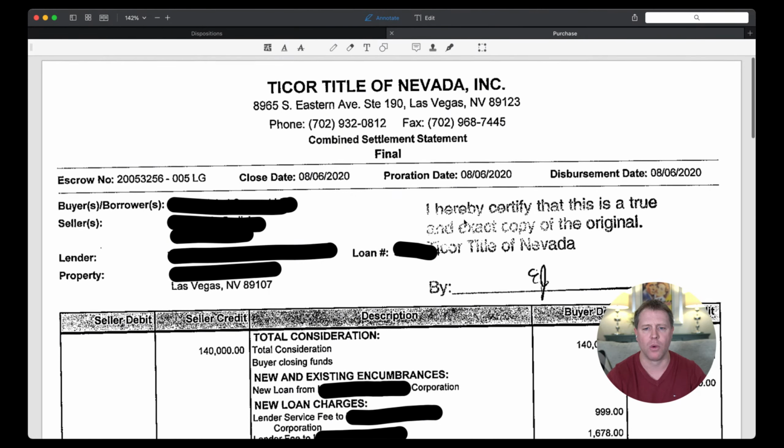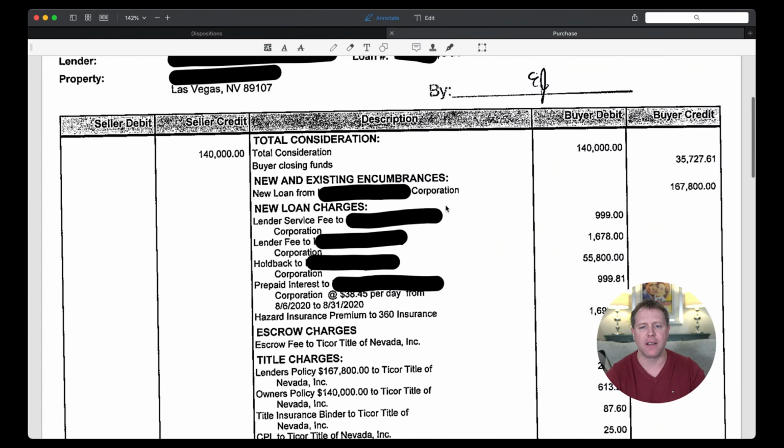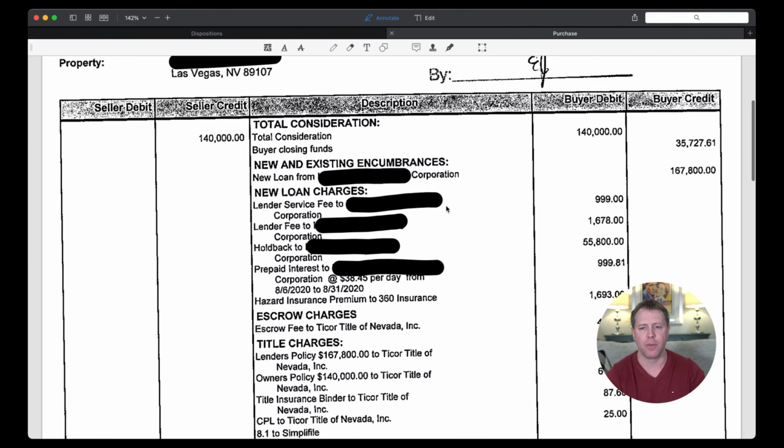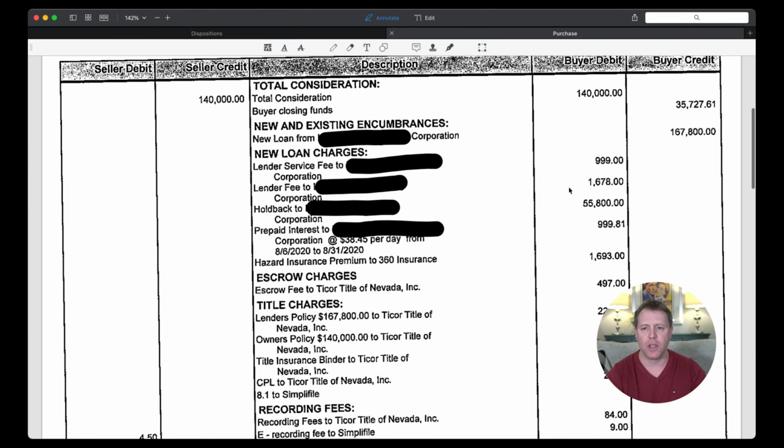All right, so what do we have here? So this is a HUD of an actual closed transaction, and what I want to show you is that this is on a property that we purchased, and this has two sides of this HUD-1 settlement statement. It has the seller side and it has the buyer side. And so if you look at this, on the buyer side it says we're purchasing this property, total consideration. That's how much we're buying it for. $140,000.